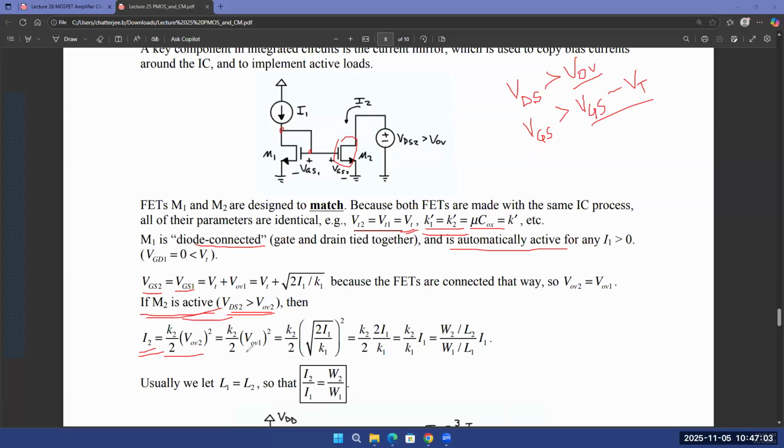Now, because V overdrive of 2 is equal to V overdrive of 1, the overdrives of both transistors are equal, you can write K2 over 2 times V overdrive 2 squared as K2 over 2 times V overdrive of 1 squared. And then you can write V overdrive as square root of twice I over K. Right? Again, a formula that you have already learned and have already used in your homework number 4. So V overdrive is the square root of 2 times I divided by K.